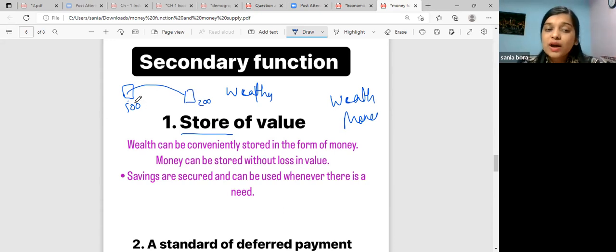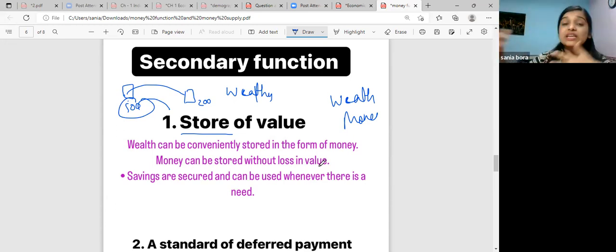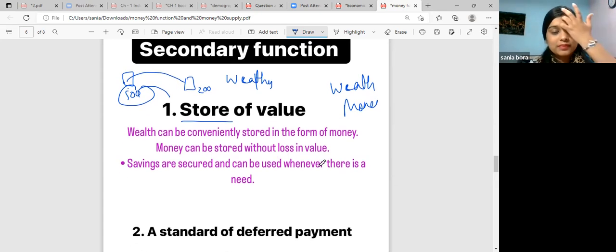But similarly, if you store a 500 rupees note, even after 5 years, the value of the 500 rupees note will be 500 rupees only. So you can store money without loss in value. If you store a 1000 rupees note today, after 10 years, 20 years, 30 years, the value of the 1000 rupees note will be the same. I won't be saying, sir, this is a 5 years old note, I won't be accepting it, now I'll be considering this 500 rupees note as a 10 rupees note. No, I won't be saying that. Right? Yes, ma'am.